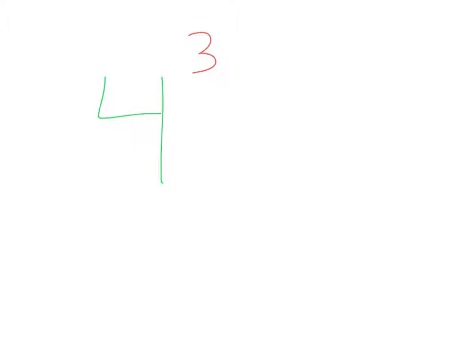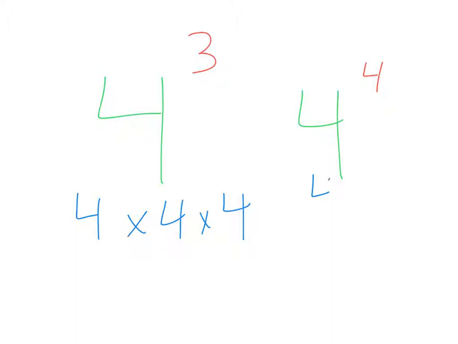What this means, not to be confused with 4 times 3, is that when I have a number raised to the power of something, in this case 4 raised to the power of 3, I'm going to take 4 and multiply it the number of times our exponent says. Our exponent is 3, so I'm going to multiply it 3 times. If we had 4 raised to the power of 4, that would indicate that I want to multiply 4 four times. So that's what an exponent indicates: it tells me how many times we want to multiply our base.